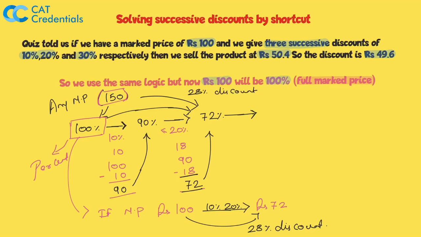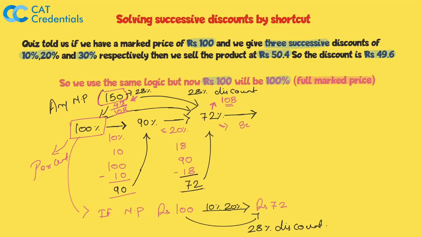Now if you ask me what is the discount given and what is the selling price if I consider the mark price to be 150, it is quite simple. 150 is the mark price and we give a 28% discount on it. What is 28% of 150? First calculate that: 20% is 30 and 8% is 12, and 30 plus 12 is 42. So I subtract 42 from 150. What do I get? 108, which means the selling price will be rupees 108, because I'm subtracting the 28% discount given on the mark price.